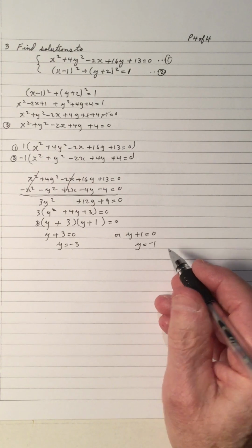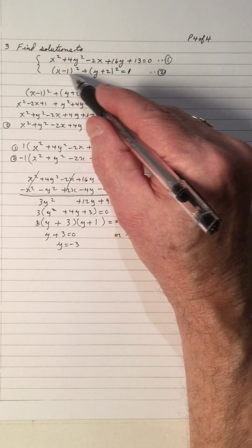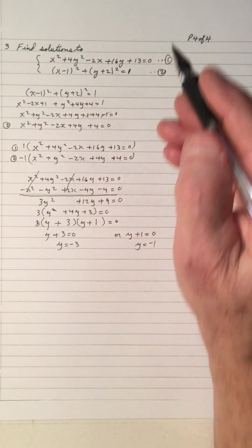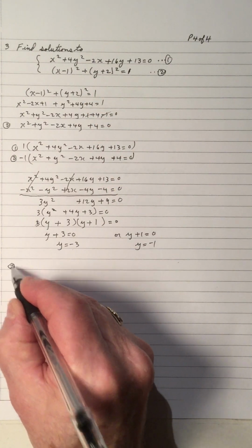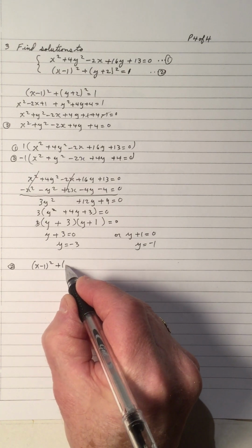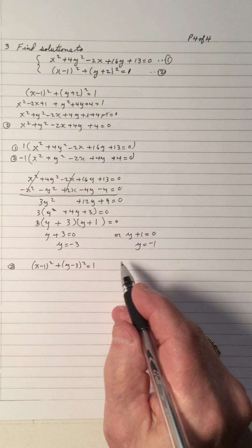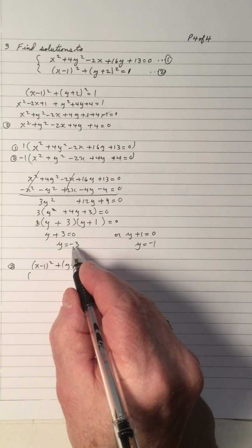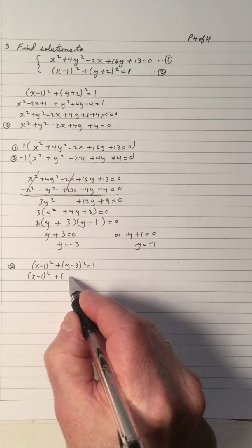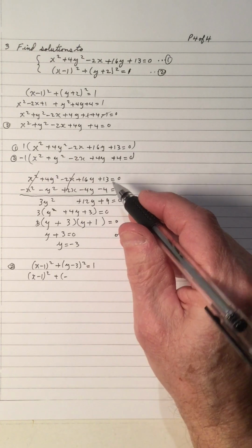Now we have to sub this back into one of these equations up here. Again, this one is easier because you have the squares already here. Let's put it into number 2. You can sub into either one, it's your choice. I'm just picking number 2. It looks easier. So I'm subbing in y is negative 3. I have to be careful now.